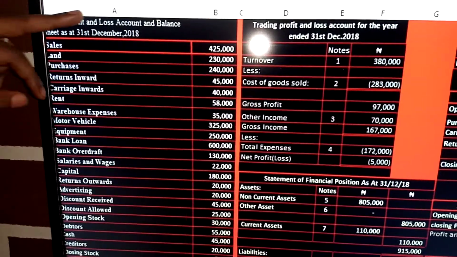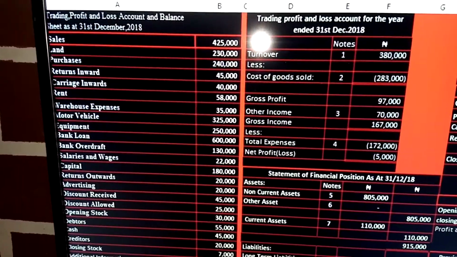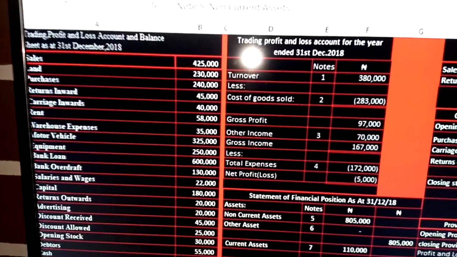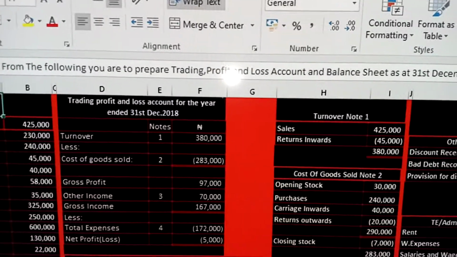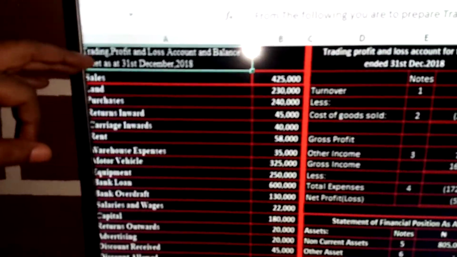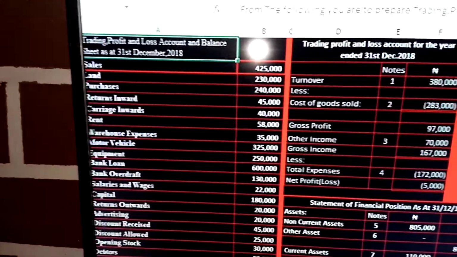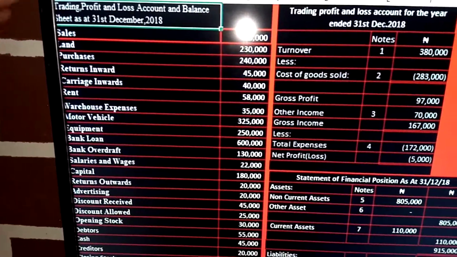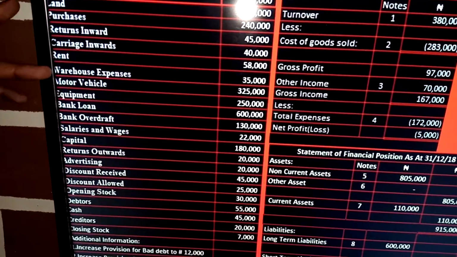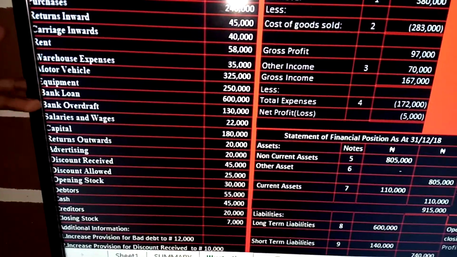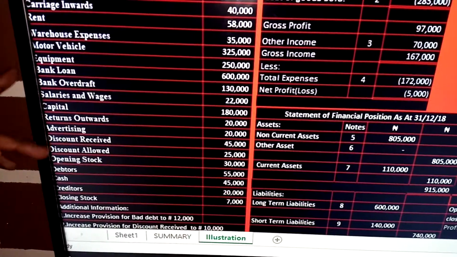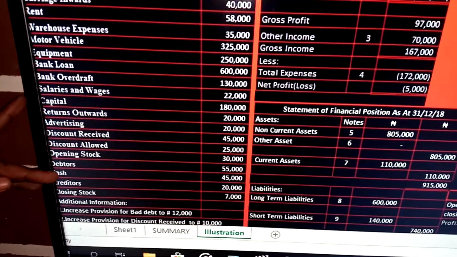We have trading profit and loss account and balance sheet. Based on this question, it said we should prepare trading profit and loss accounts. From the following, you are required to prepare trading profit and loss account and balance sheet as at 31st December 2018. We have sales, land purchases, return inward, carriage inward, rent, warehouse expenses, motor vehicle equipment, bank loan, bank overdraft, salaries, capital, return outward, advertising, discount received, discount allowed, opening stock, debtors, cash, creditors, closing stock.